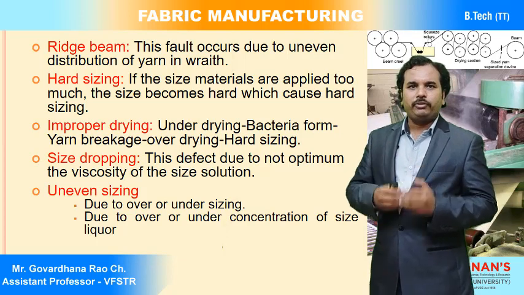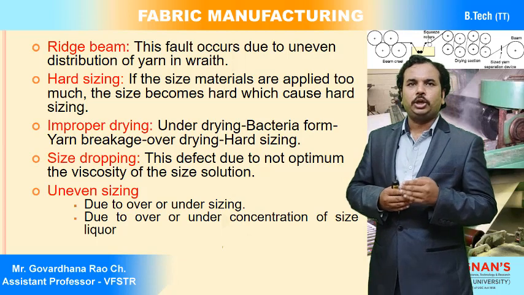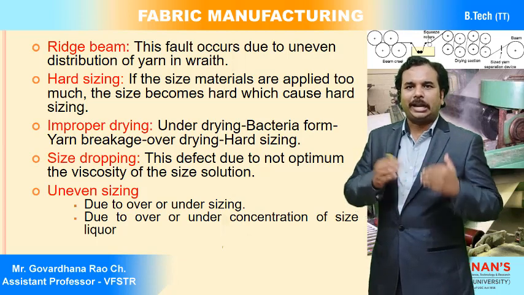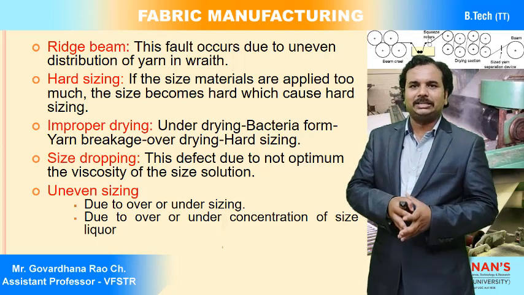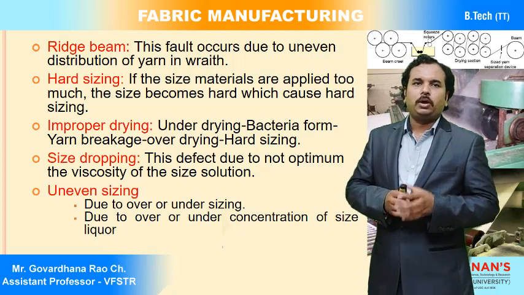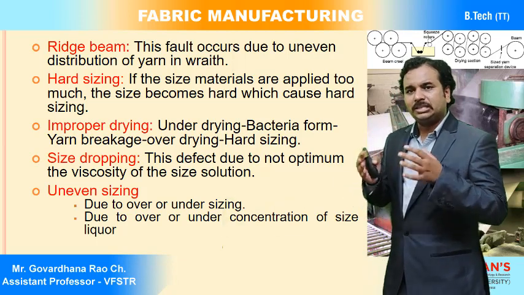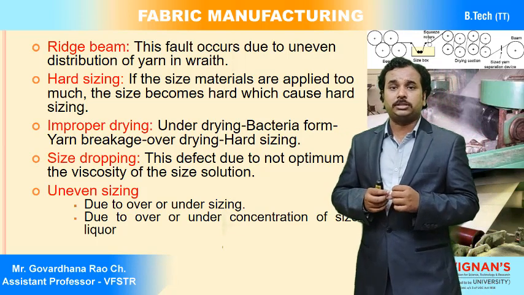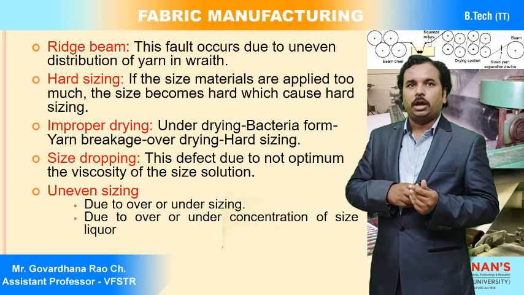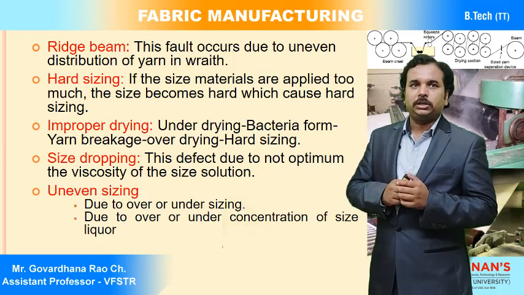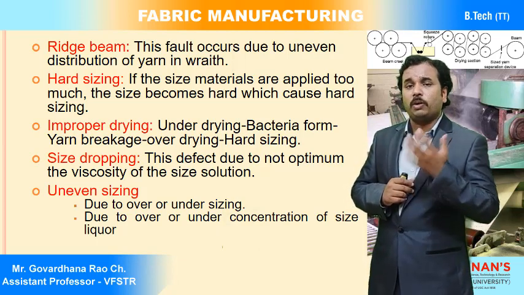And there are a few faults like ridge beams, hard sizing, and improper drying. Improper drying, within the drying cylinders or the drying zone, means the wetness is still there in the sized warp sheet. So it will be very easy for bacteria or any type of fungus to attack. And size droppings are going to occur if the warp sheet is over dried.